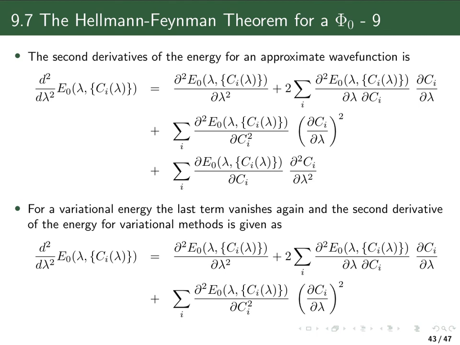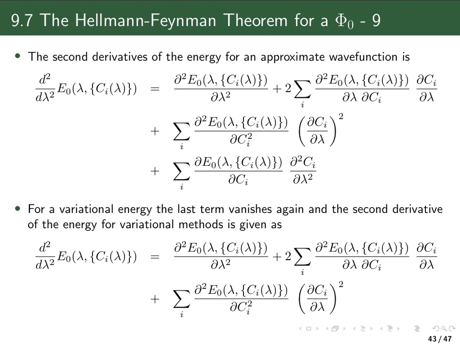Because it's a product, we get the derivative of the first term in that product, where we take the derivative with lambda. We get a term where we take the derivative of the second term with respect to lambda. And then again, we have to apply the chain rule with respect to the energies. So we get the second derivative of the energy with respect to the wave function coefficients times the square of the first derivative of the wave function coefficient with respect to lambda. So that's for the general case, meaning for the non-variational wave functions.